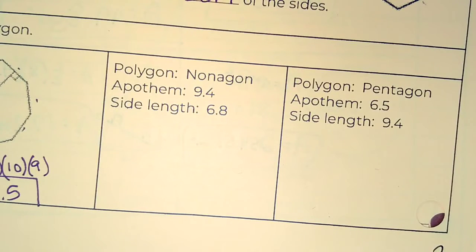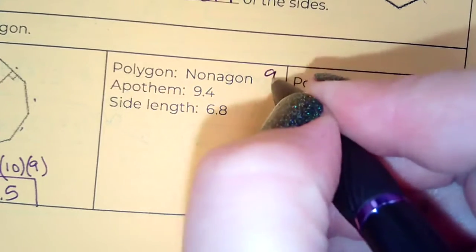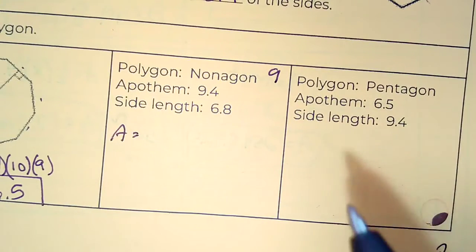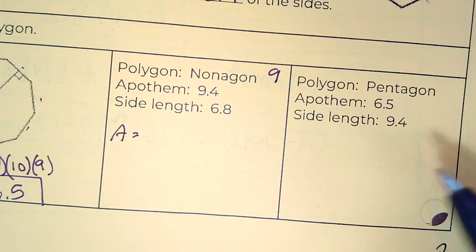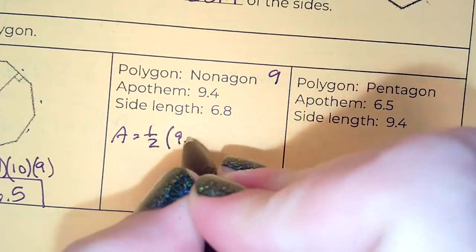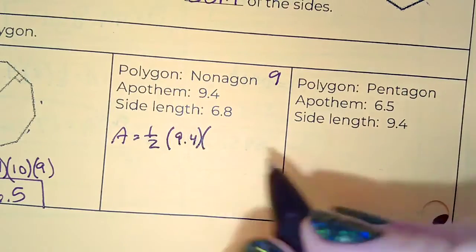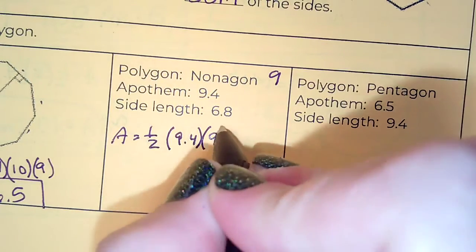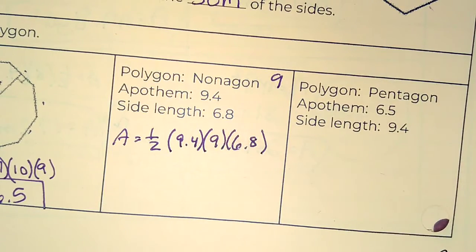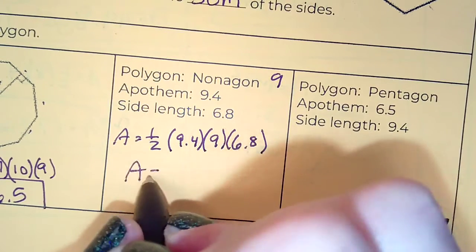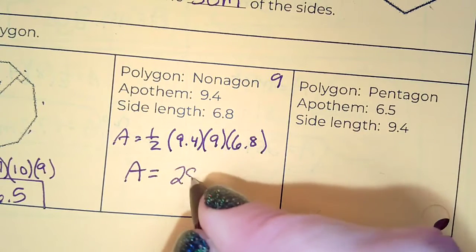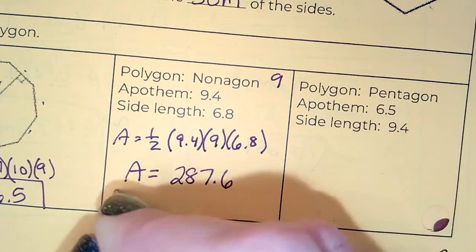Okay, so for this nonagon means it has 9 sides. So I know a lot of this is plugging into your calculator, but you need to show me at least you setting up the equation. So 1/2 times the apothem, 9.4. And perimeter would be 9 times 6.8. Doesn't matter what order I write them, I could switch them if I wanted to. Plugging that into your calculator, you should get 287.6.